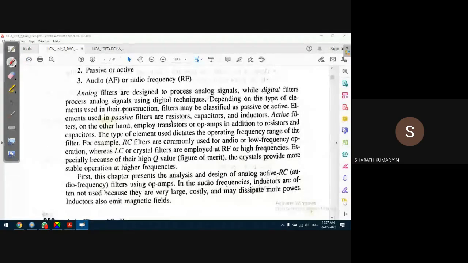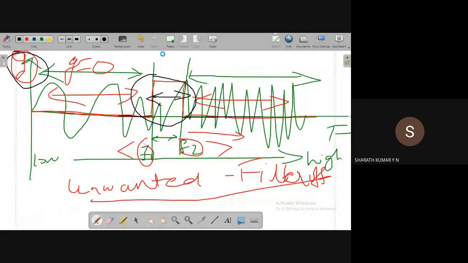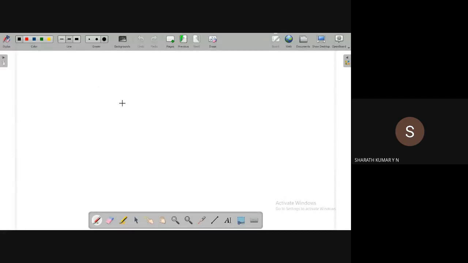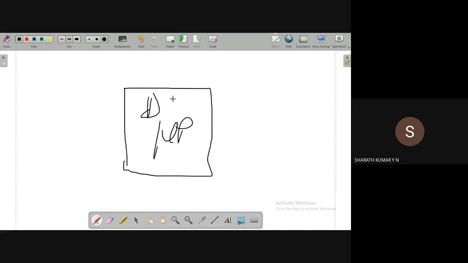So I'll look for some important statements or keywords. Analog filters are designed to process analog signals, while digital filters process analog signals using digital components, like for example microcontrollers or DSP processors in general. This microprocessor, microcontroller or DSP processor receives only digital input: zeros and ones, binary inputs.